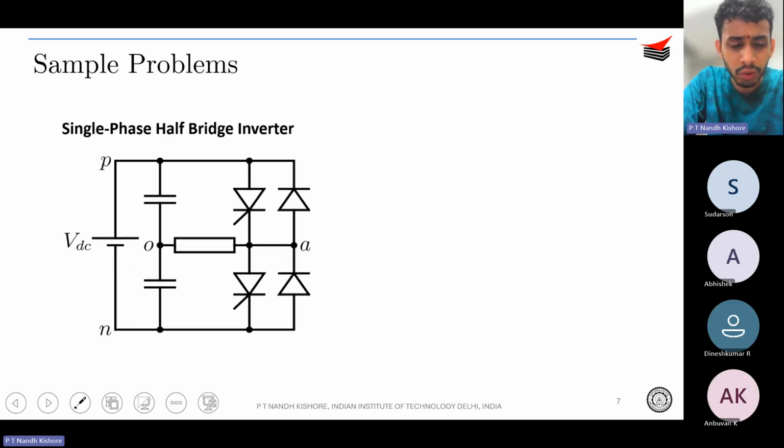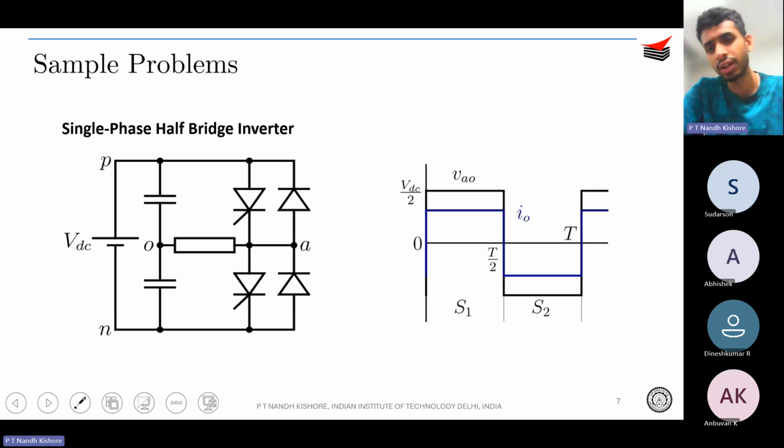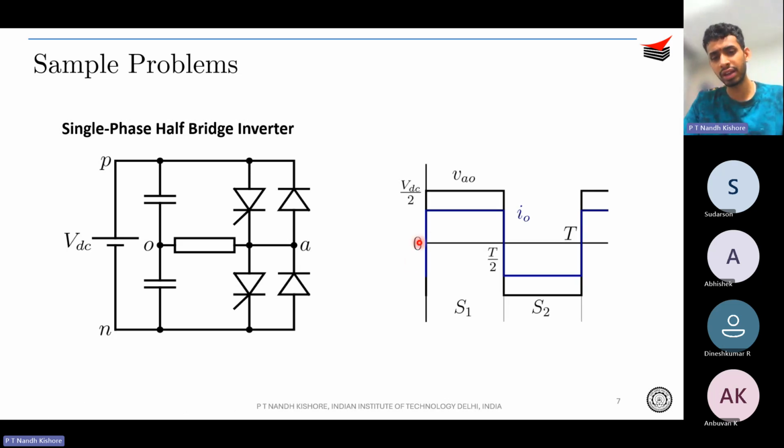So what would be the waveforms if the SCRs are fired at 0 and T by 2? It would be the same, right? One SCR, T1, gets turned on at 0 degree, and T2 is turned on at T by 2. As you can understand, both of the SCRs are on for exactly the same duration, and they are on for the entire T by 2 cycle. So there is no question of freewheeling over here.